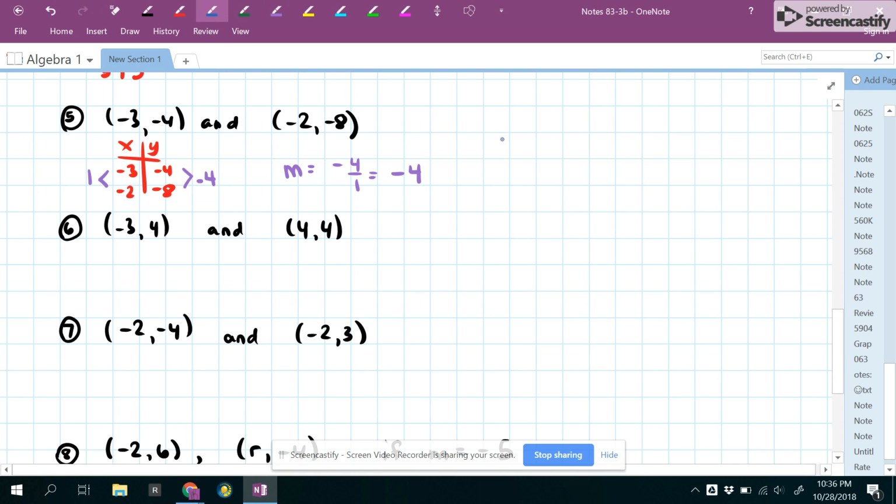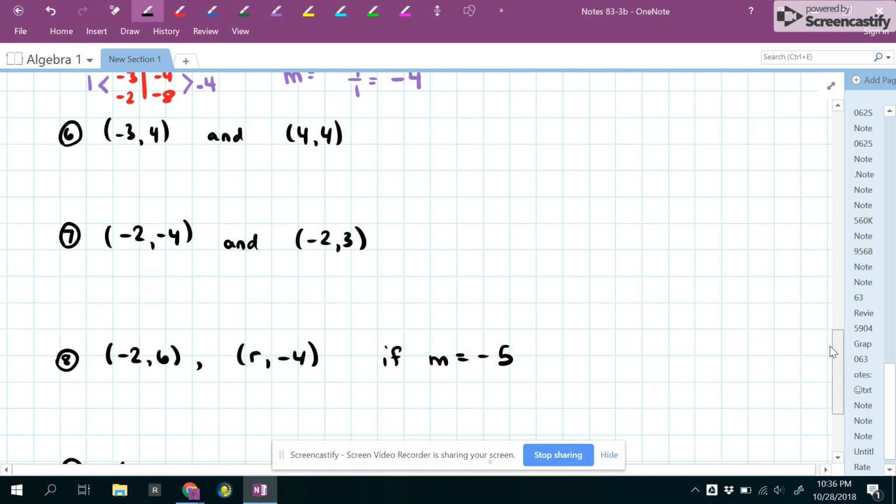And again, if you prefer subtracting, you could do -4 minus -8 divided by -3 minus -2, using your proper operations. You would get 4 over -1, which is still -4.